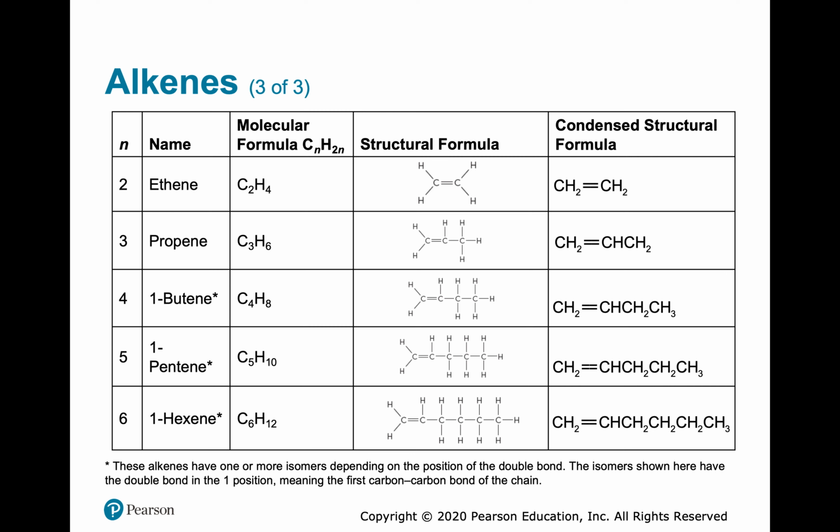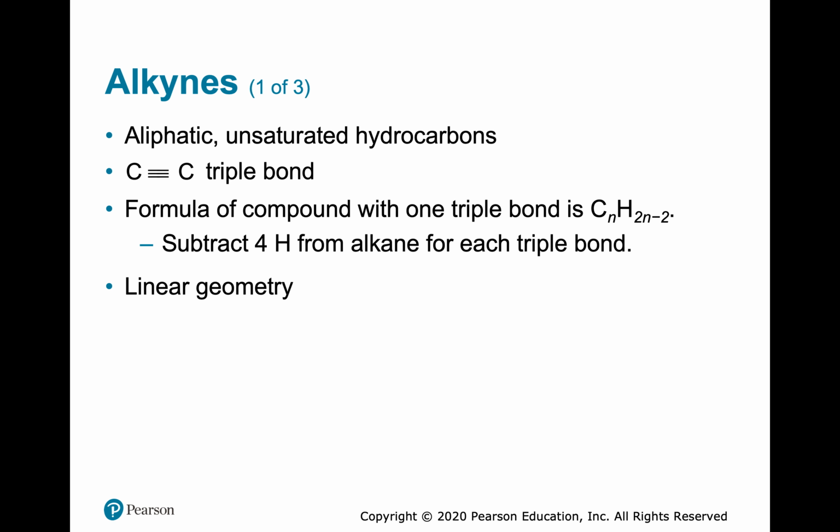So here are the alkenes. They're just like the alkanes, except they have the ENE at the end. And notice when you get to butene, it tells you where the double bond is. So 2-butene would have the double bond between the second and third carbon atom.